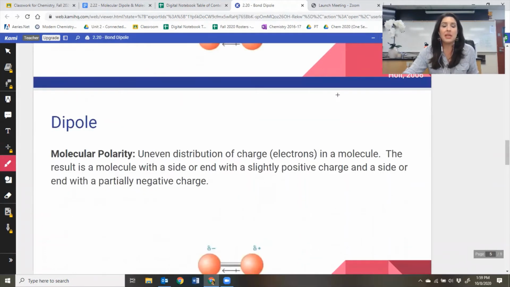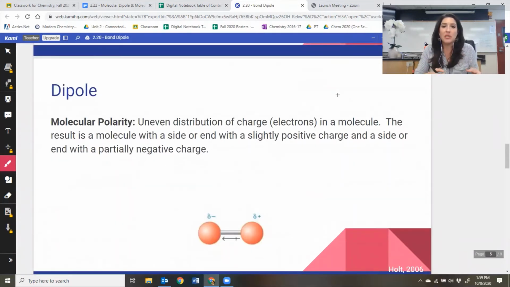So dipoles can be added up. Dipoles of individual bonds can be added up, just like other quantities with magnitude and direction, and we can find out where in a molecule that has many different atoms there's a greater electron density. So molecular polarity is an uneven distribution of charge, that is, an uneven distribution of electrons within a molecule. The result is a molecule that has one side that is slightly more positive in nature, one side that is slightly more negative in nature. So when you have a polar molecule, you end up with regions of more electron density and less electron density, making it have a partial negative charge or partial positive charge on either end.